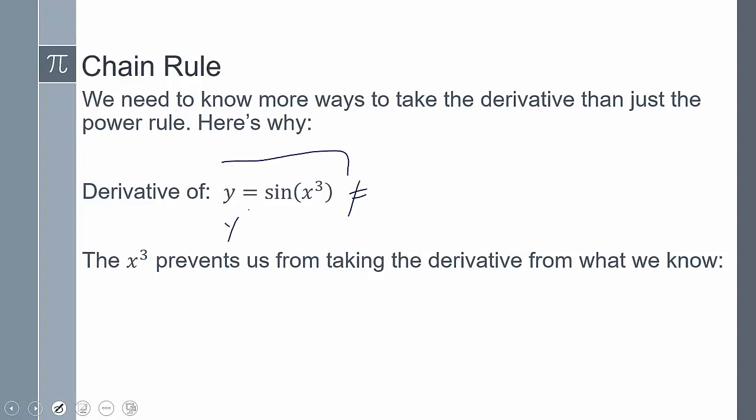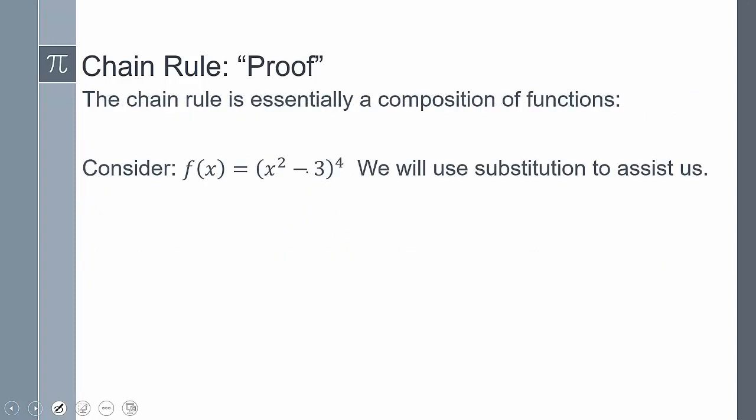If I were to take the derivative of that, that is not cosine of x cubed. And the reason is, it's because of that cube. That cube changes it a lot. So the x cubed prevents us from taking the derivative, and from what we know of this so far, there's nothing that's going to help us. And so that's why we need to know the chain rule, because we're going to use the chain rule to be able to take a derivative of this.